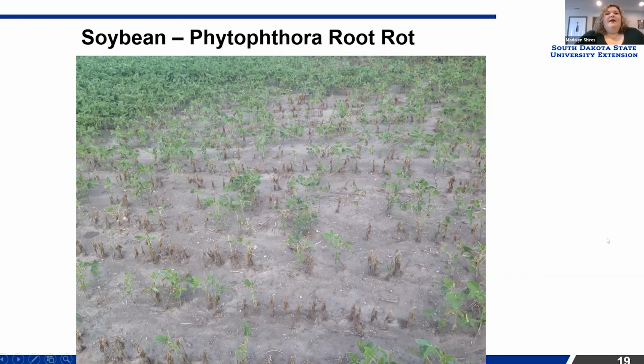The next one that we're going to talk about is Phytophthora root rot of soybeans. We do have this here in the state. We usually get several samples of it into the diagnostic clinic, especially during years with more rainfall. It can be very devastating to a field whenever this disease is established in that field.